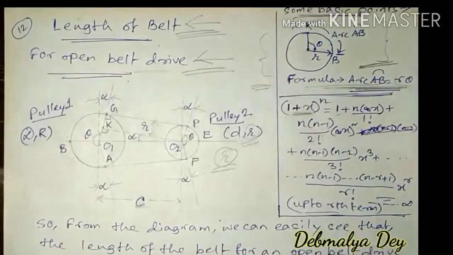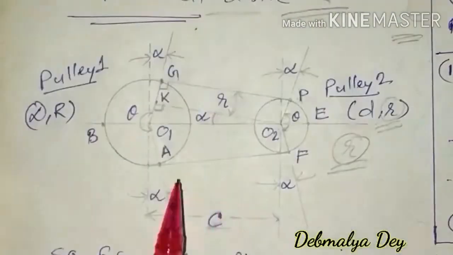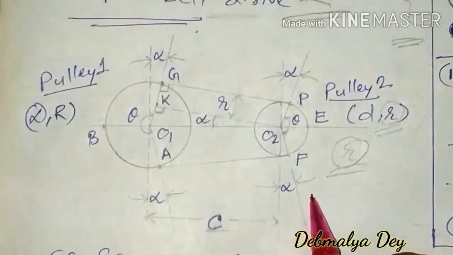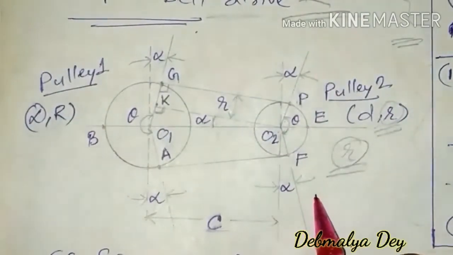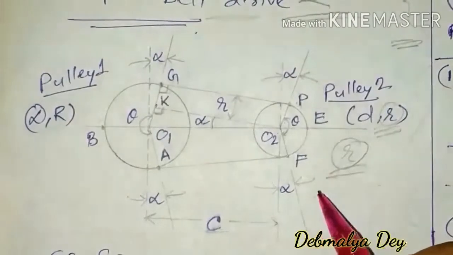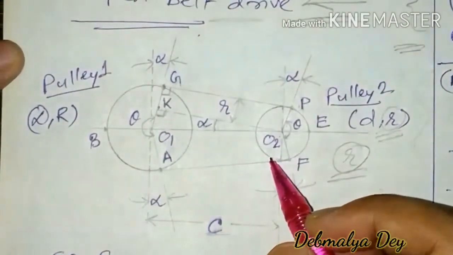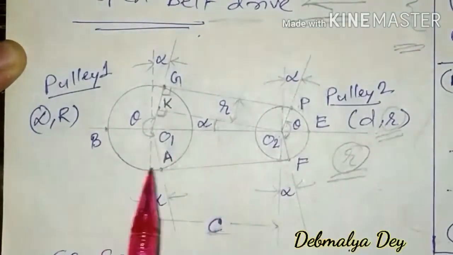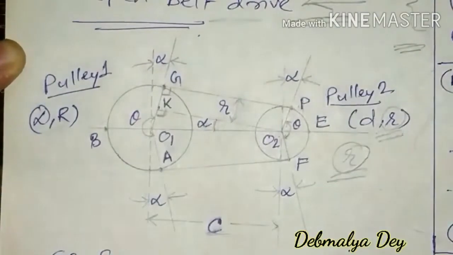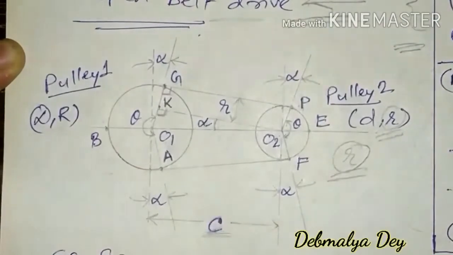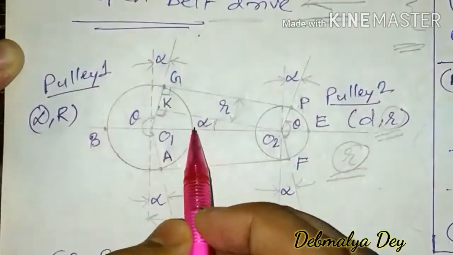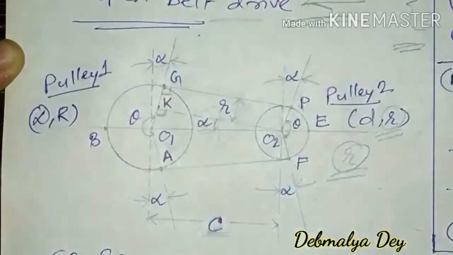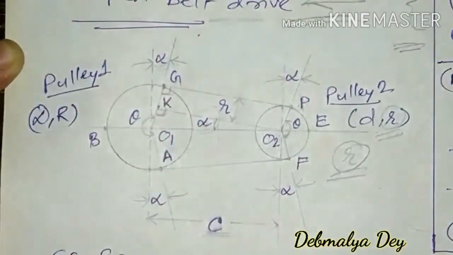If you focus on the figure properly, you will see that this figure is exactly the same as the one I drew during the derivation of angle of contact for the open belt drive. So the notations are also the same. This O1, O2 are the centers of the two pulleys. This is the bigger pulley, this is the smaller pulley. Next is the center distance C, the distance between the two centers of the pulleys. Again, this angle is alpha. This angle is also alpha. Why these two angles are equal, I have explained during the derivation of angle of contact.